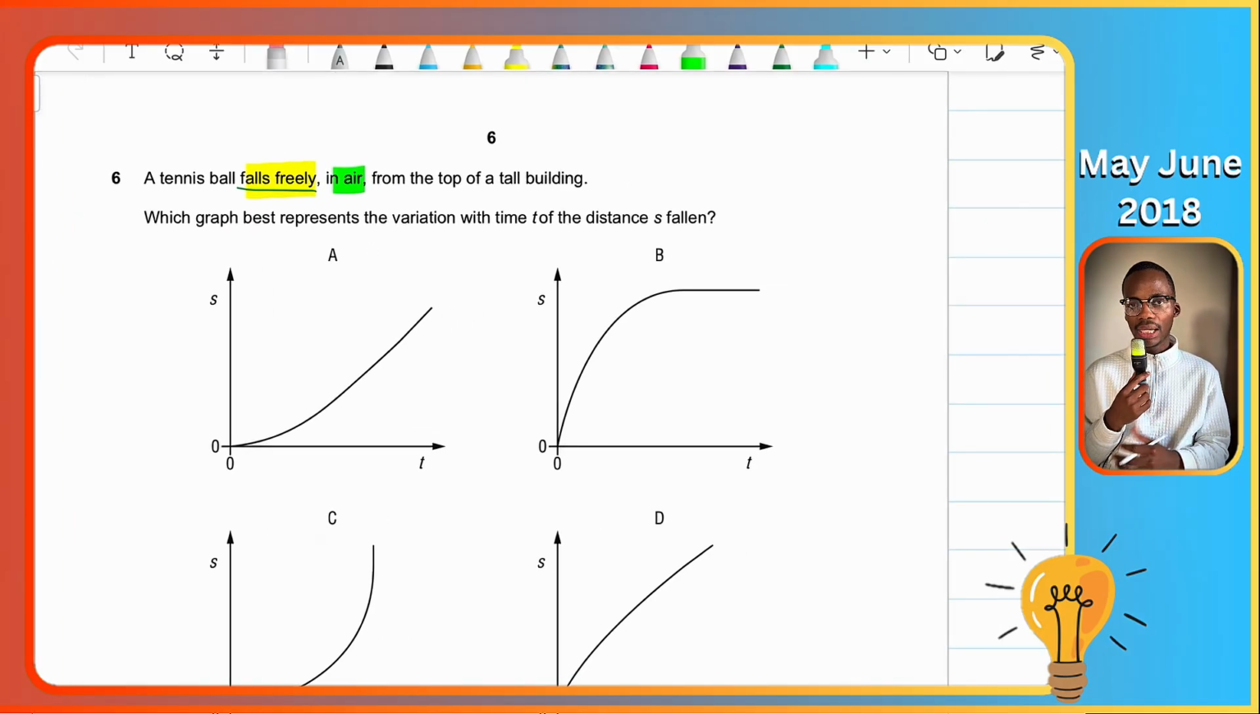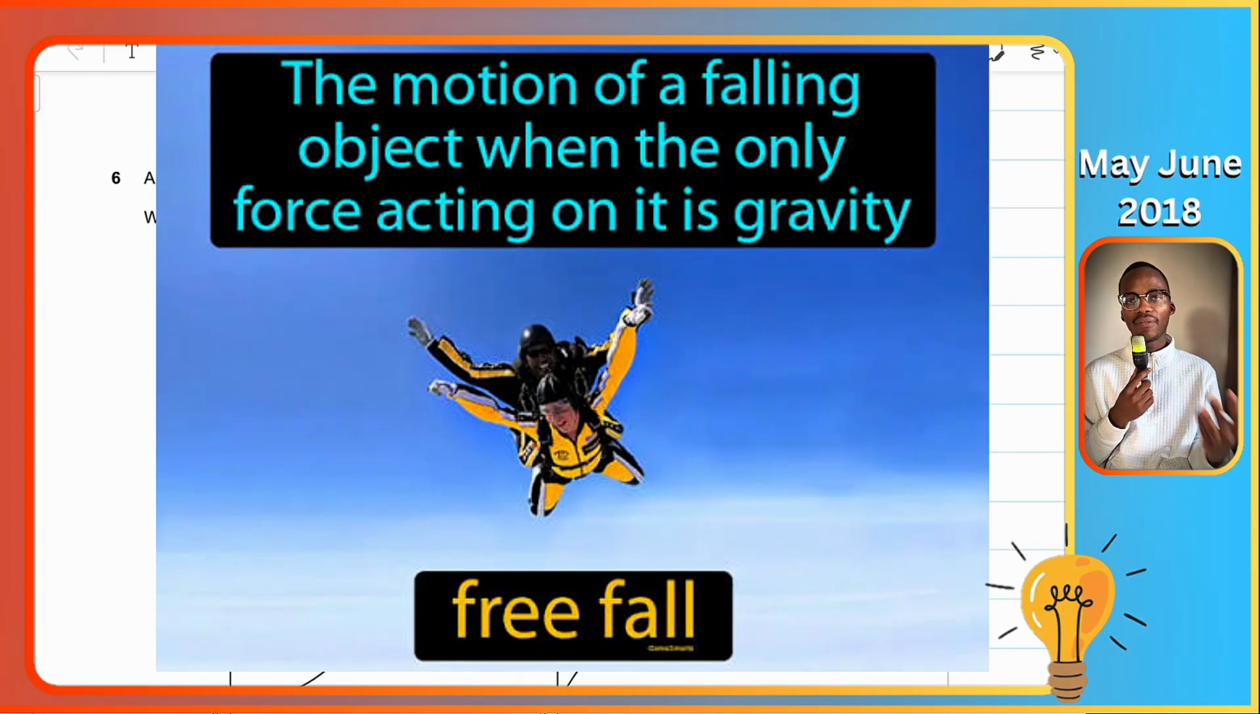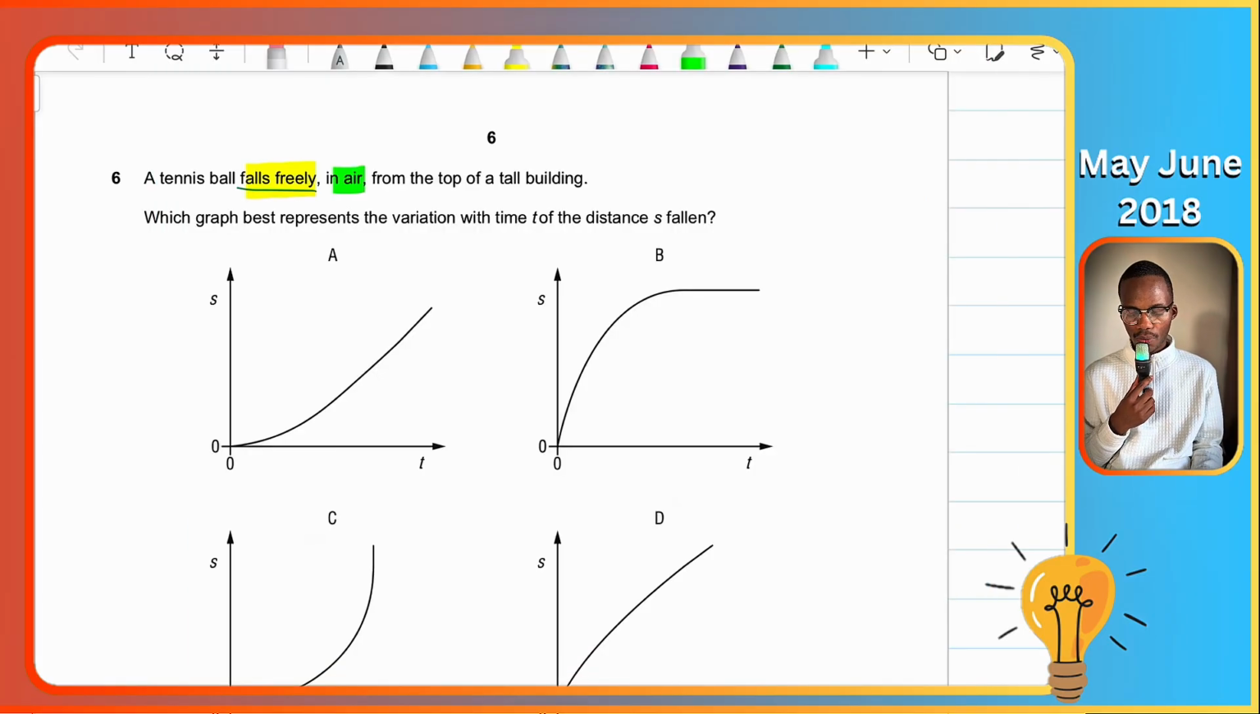Falls freely means it falls without any driving force. Nothing is influencing it except the force of gravity, right? So we're not throwing it down. It's just miraculously falling freely. No external force is acting on it. Nothing at all. It just happens to start falling on its own.